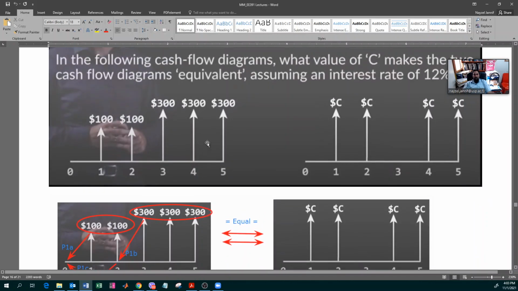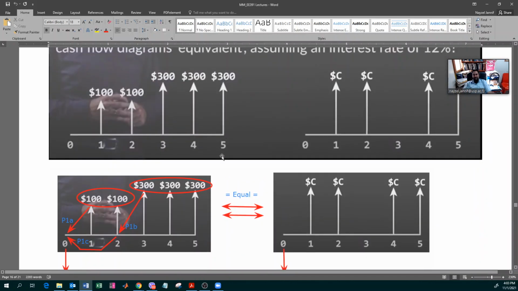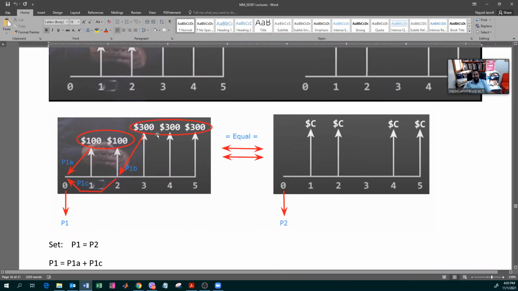Okay, so how did we start off? We started looking at the left hand side. So we want to make these two equal. These two have to equal. So we started analyzing the one on the left hand side. Let's label the present value.